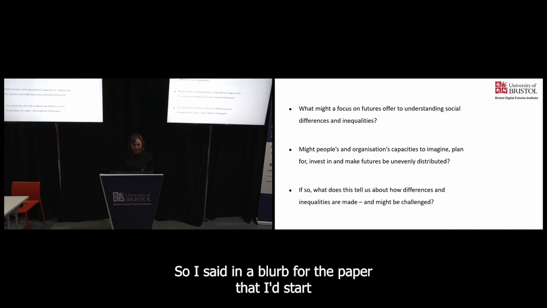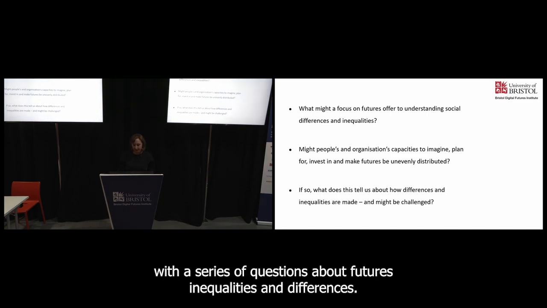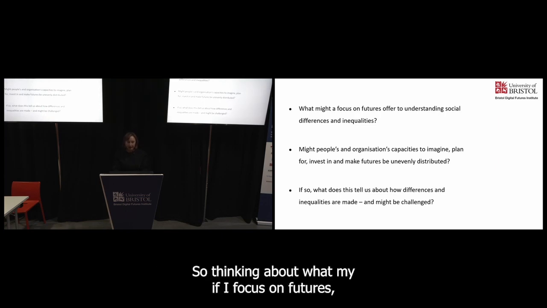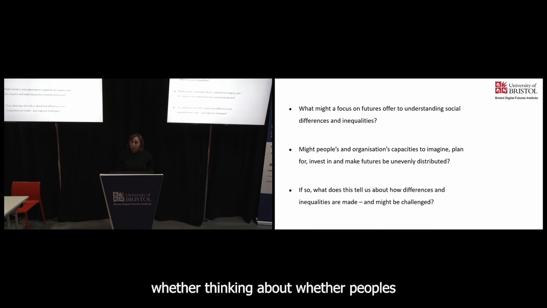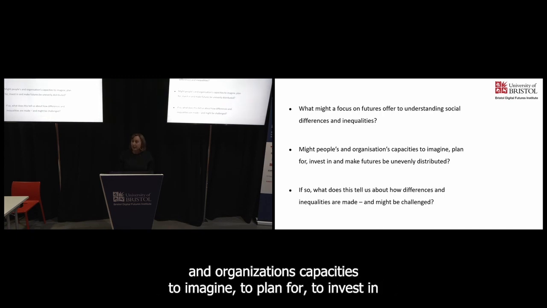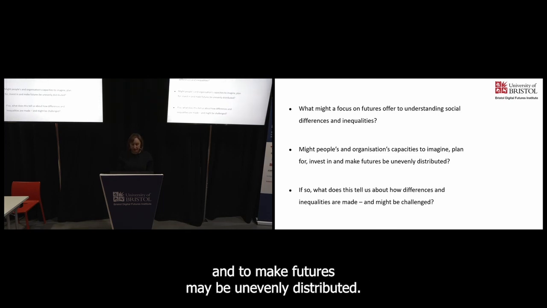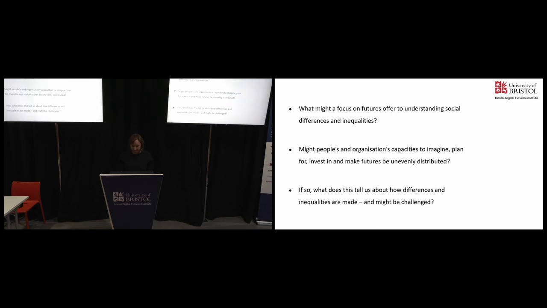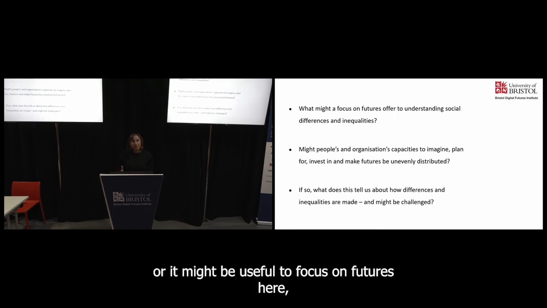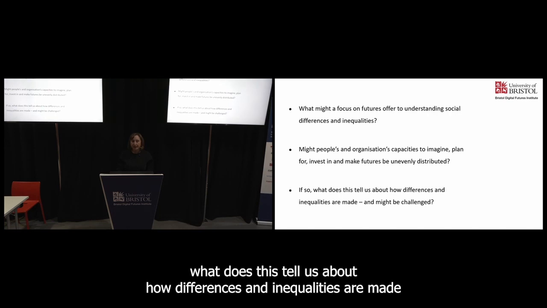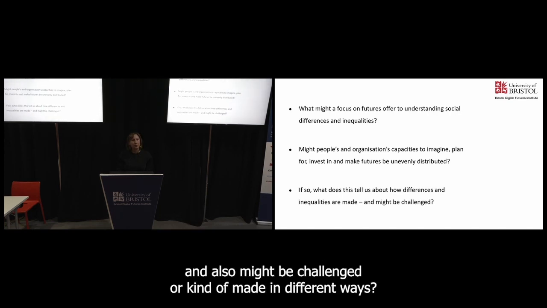So I said in the blurb for the paper that I'd start with a series of questions about futures, inequalities and differences. So thinking about what a focus on futures might offer to understanding social differences and inequalities, thinking about whether people's and organisations' capacities to imagine, to plan for, to invest in and to make futures may be unevenly distributed. And if the answers to those kinds of questions are yes, or it might be useful to focus on futures here, what does this tell us about how differences and inequalities are made and also might be challenged or made in different ways?